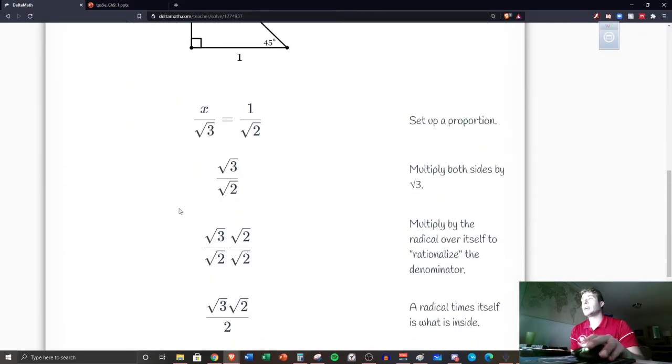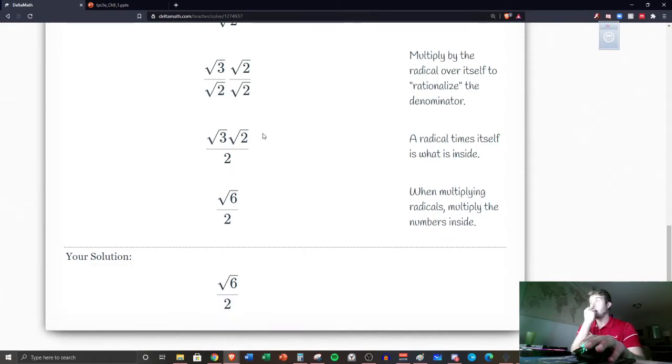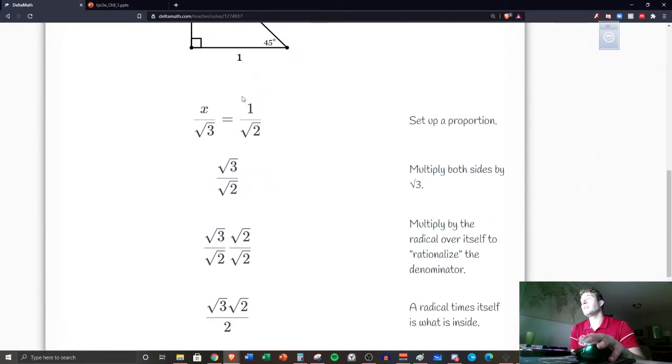Now they have other ways of doing it in Delta Math. I mean, it ended up being the same thing mostly. They have something called rationalizing, which we're going to have to deal with in a second. So let me find us another example to look at.